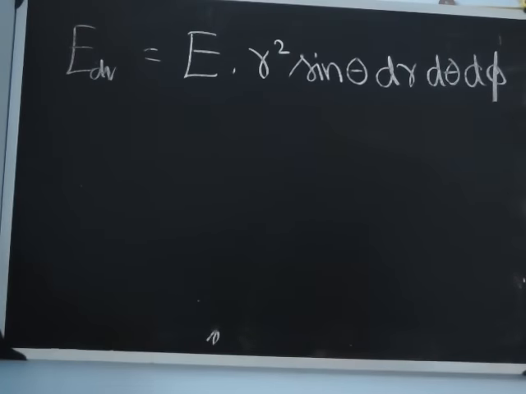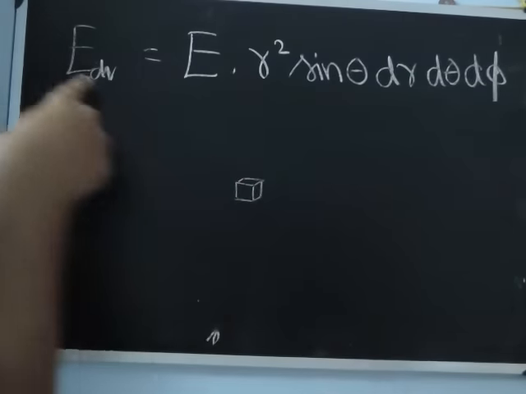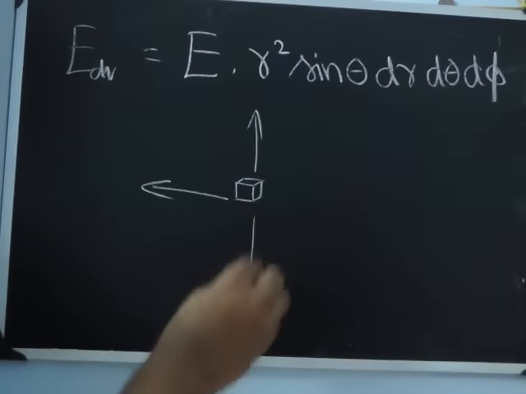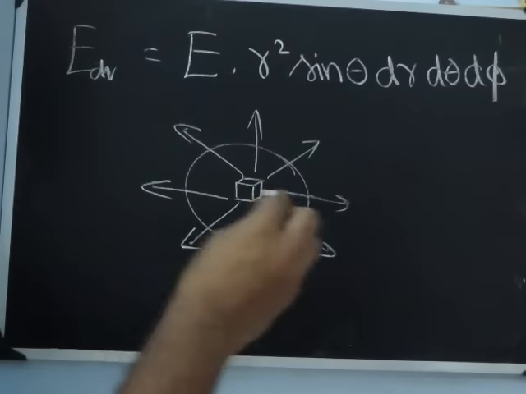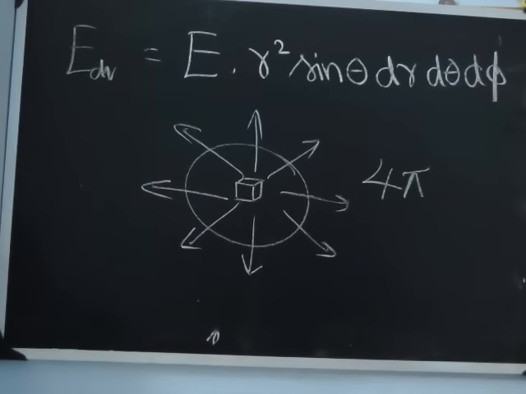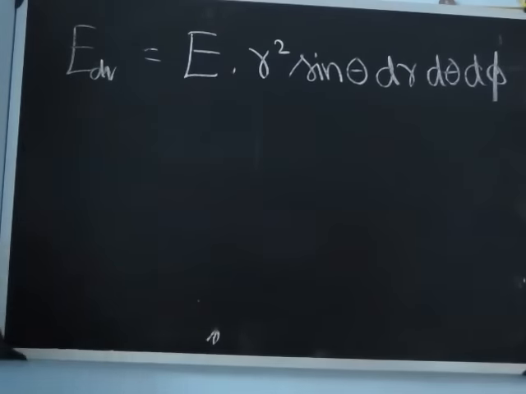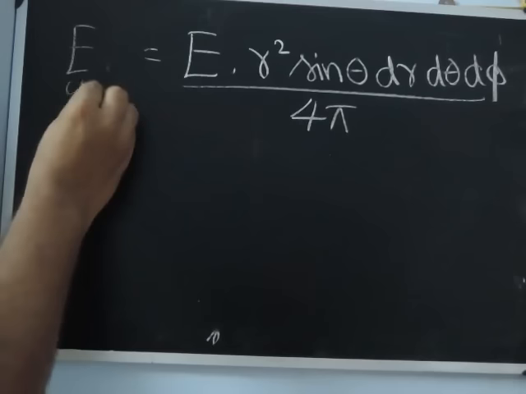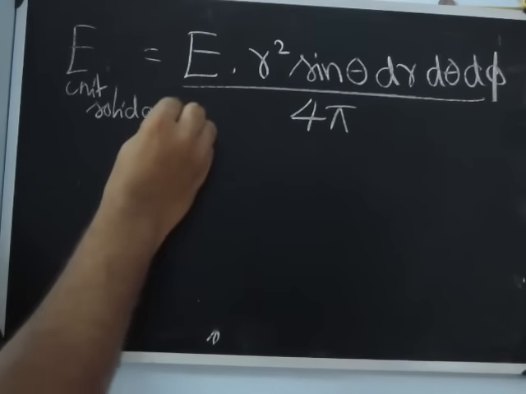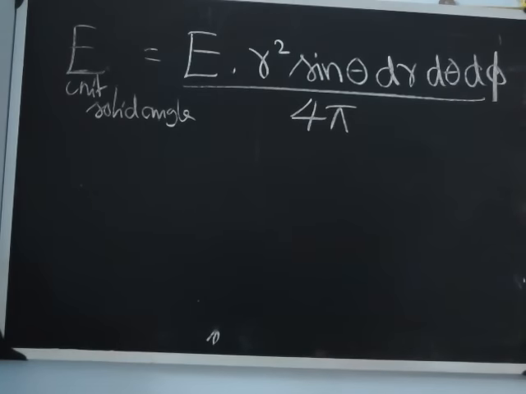So I consider my dV volume element, the small volume element. The sound energy inside this volume element is spreading in all directions. You can say it is spreading as a sphere, so it is spreading in a solid angle of 4 pi. We can calculate the energy going in unit solid angle. It's very simple. We just divide the total energy coming out of the volume element by 4 pi. Now this is the energy per unit solid angle. The sound energy going towards unit solid angle will be given by E r square sin theta dr d theta d phi by 4 pi.